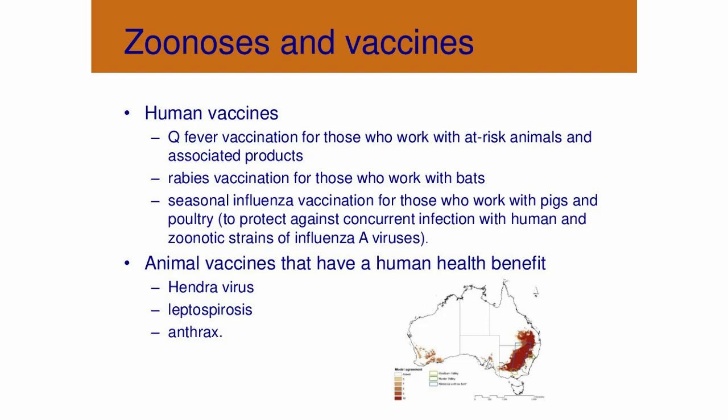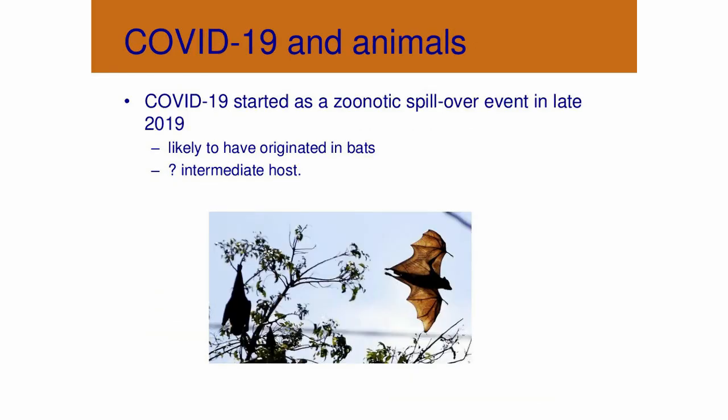Now, I'm going to finish up by looking at COVID-19. Now, there's so much information available. It's information overload at the moment, and you are probably already across much of it. So I thought I'd take a different angle and look at its role as a zoonotic disease. So COVID-19 started as a zoonotic spillover event in late 2019 when the virus that causes it jumped from an animal into a human, but it's now a human disease. It's no longer a zoonotic disease.